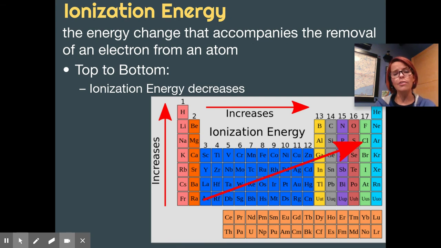So the ionization energy is very low at francium and very high at helium. It would be at helium also, but even higher, but at hydrogen.